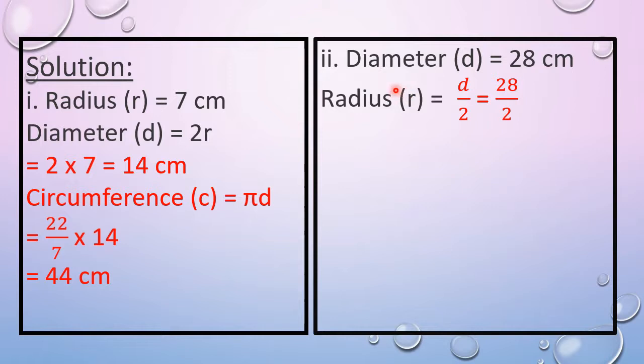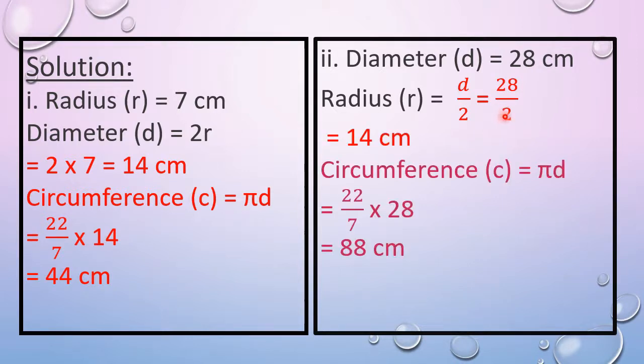Question number 2, diameter is given 28 centimeter. From this we will find out the radius and the circumference. So radius is a half of the diameter. So radius is equal to d by 2. So d is already given, 28 upon 2. 2 multiplied by 14 you will get 28. So when we divide 28 by 2 we will get 14 centimeter.